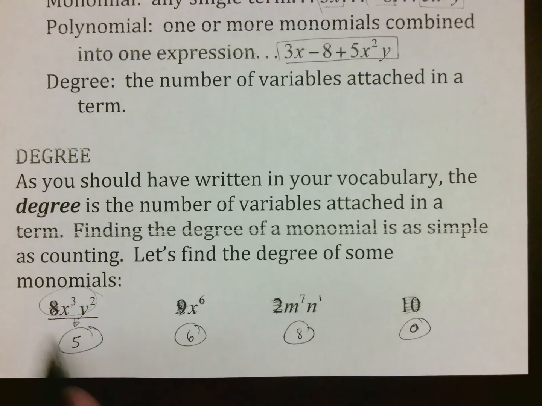Alright, so again, when you're asked to find the degree later, 3 and 2 make 5 things here. There are 6 variables attached here. 7 plus 1 makes 8. No variables attached there, which makes a degree of 0.